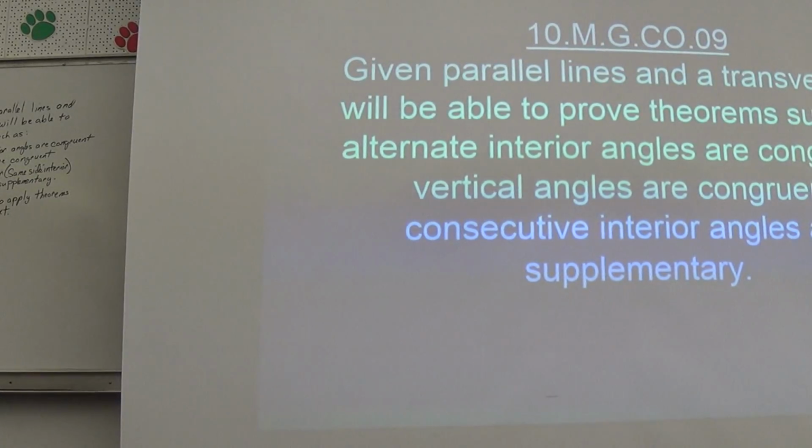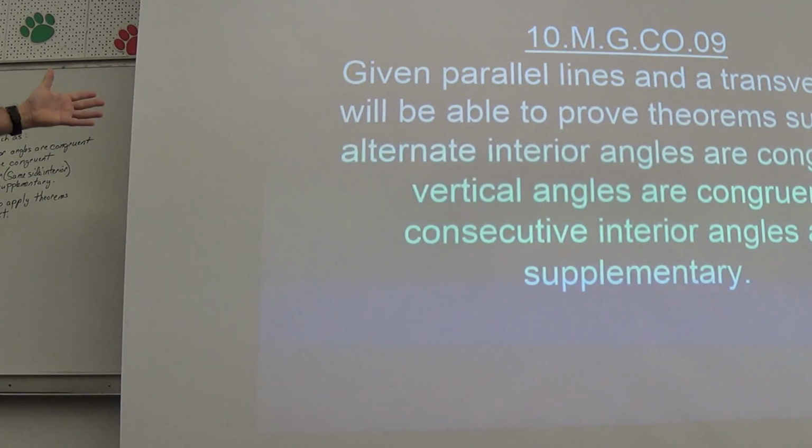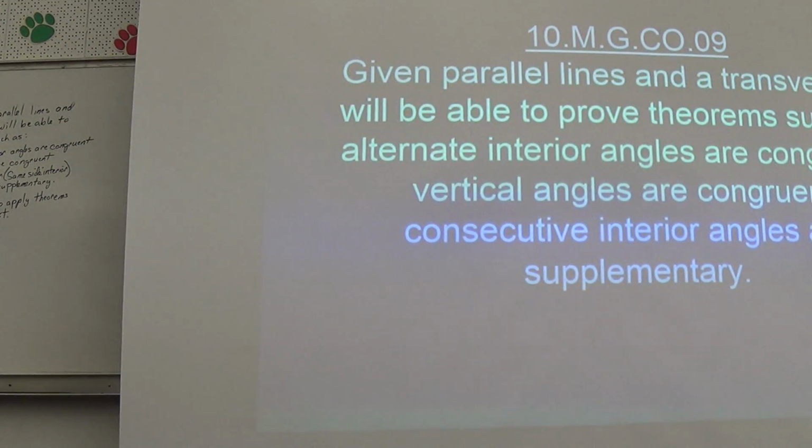Proofs. So properties are going to help us deal with proofs. We're still working on the same thing. If you see this, it says given parallel lines that are transversal, you should be able to prove theorems such as alternate interior angles are congruent, vertical angles are congruent, and consecutive interior angles are supplementary. We're still working on the same thing, but we're just going to enhance that a little bit.